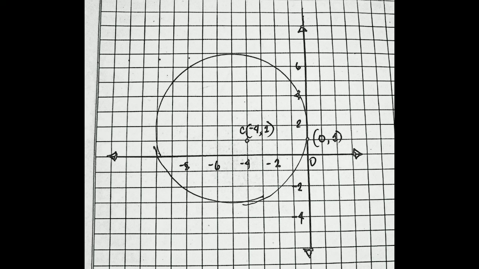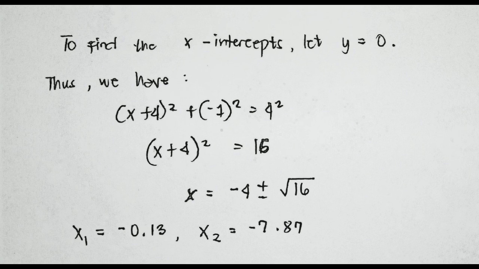Using the fact illustrated here, the center of the circle lies on the line y is equal to 1 and must be 4 units from (0, 1), which is on the circle. Thus, the center is at (negative 4, 1), and the equation of the circle is (x plus 4) squared plus (y minus 1) squared is equal to 4 squared. So to find the x-intercepts, let y is equal to 0. Thus we have (x plus 4) squared plus (negative 1) squared is equal to 4 squared.